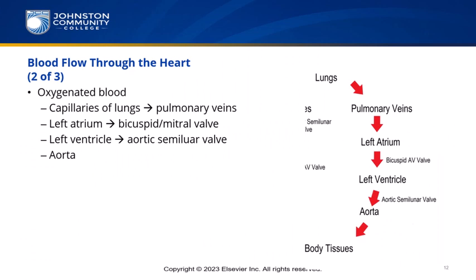When the left atrium contracts, the blood passes through the bicuspid valve, also known as the mitral valve, to the left ventricle. Remember, that is the lower left portion. Upon contraction of the left ventricle, the blood travels through the aortic semilunar valve to the largest artery in the body, which we know as the aorta.